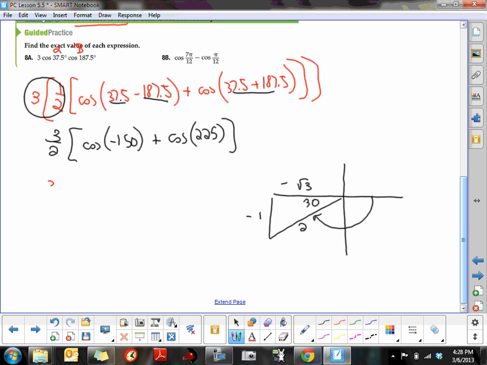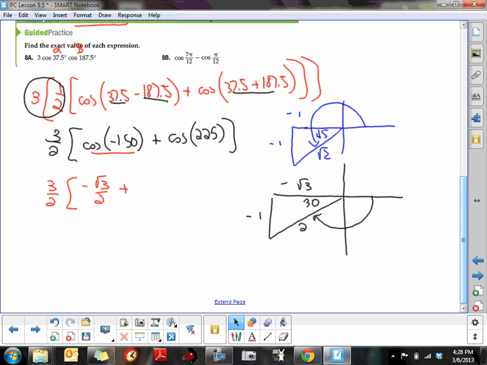So we still have our 3/2 here. We want to take it times the cosine of a negative 150, which is a negative square root of 3 over 2. We want to add to it the cosine of 225. Getting a reference on that, 225 degrees puts us over here. So that's a 45-degree reference angle, which is a 1, 1, square root of 2. These are both negatives, and we want the cosine. So it would be a negative 1 over the square root of 2, or if we rationalize, the negative square root of 2 over 2.